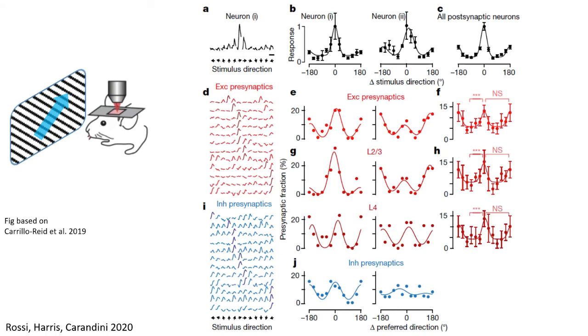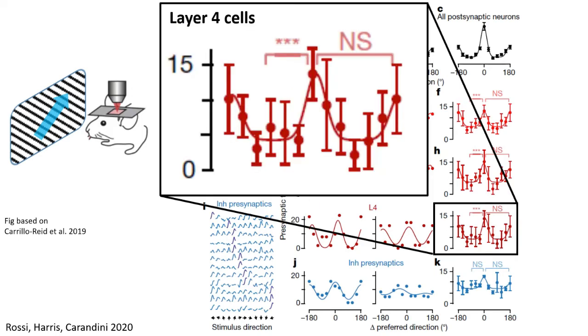Figure H shows the same is true when considering layer 2-3, and layer 4 cells separately. And figure K here shows that the inhibitory cell responses are not significantly predictive of either orientation or direction selectivity.